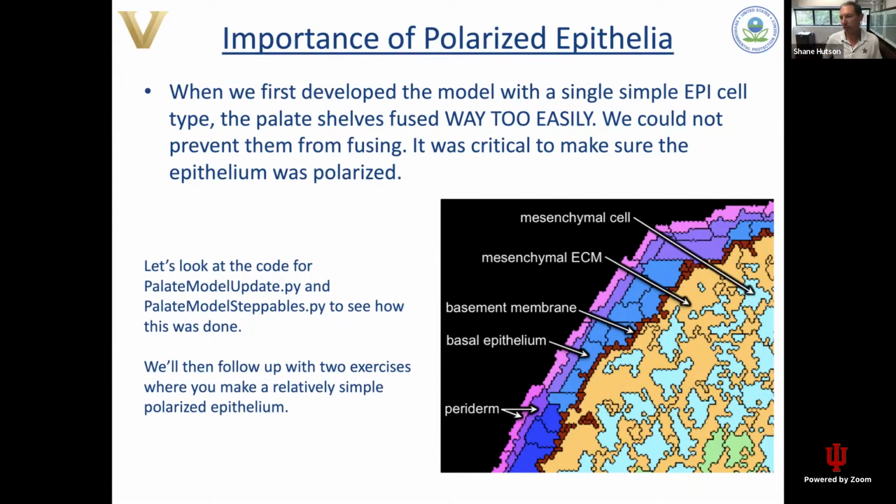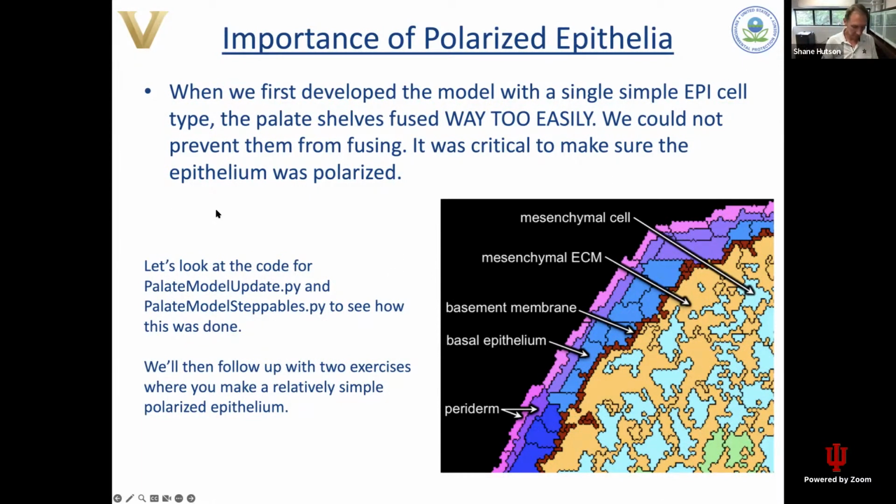And that was important because at first, when we ran it and just had a simple layer of epithelial cells on the outside, the palate shelves would meet in the middle and they would fuse every time. We couldn't prevent them from fusing, right? And so that told us there was something that wasn't quite right about the biophysics in the system, and it really turned out to be the polarization of the epithelial cells. They were really critical to making sure that they wouldn't fuse. And so we can take a look at the code, and I can show you how that's done, and we can look at some of the exercises to take a look at how you can make a polarized epithelium.